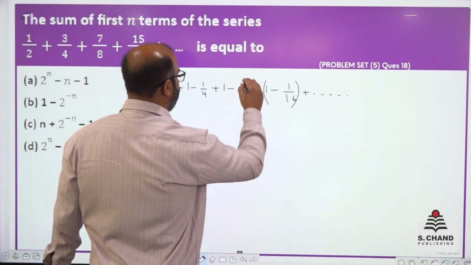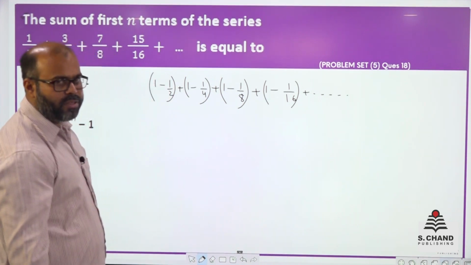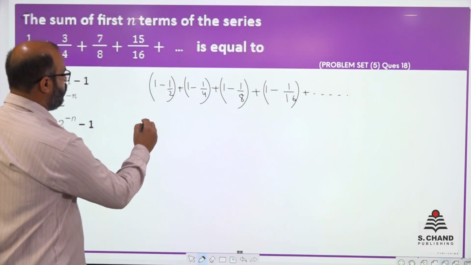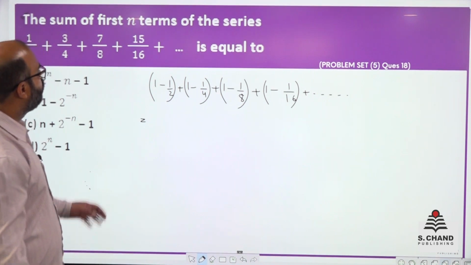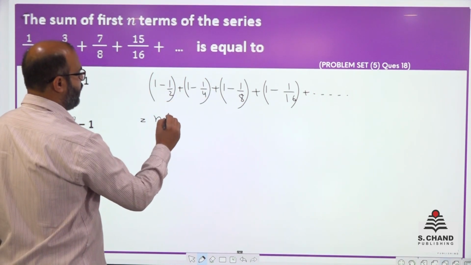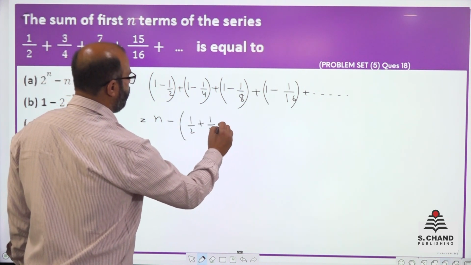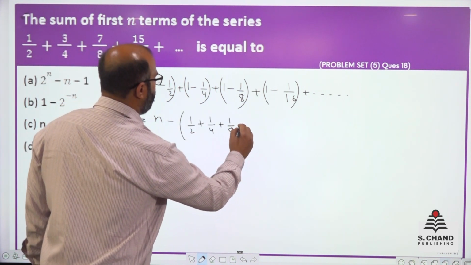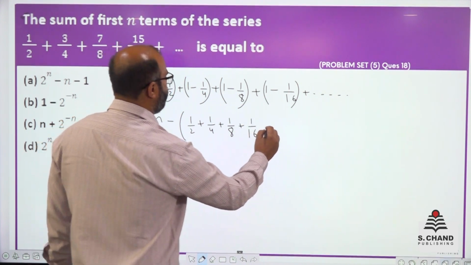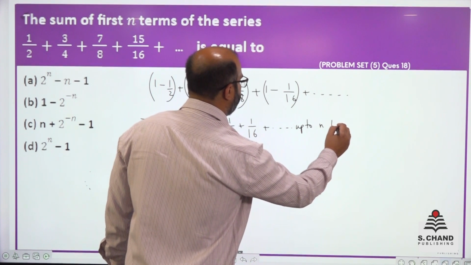This is how you can write it. So now how many 1s are there? You have to find till n terms. N ones are there, so it will become n, minus 1 by 2 plus 1 by 4 plus 1 by 8 plus 1 by 16 and so on up to n terms.